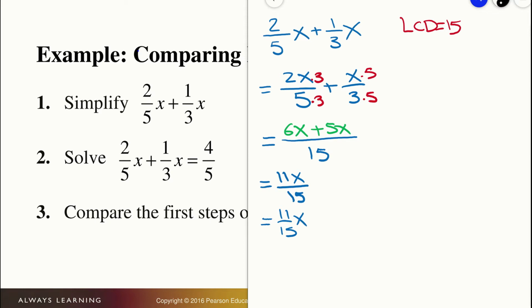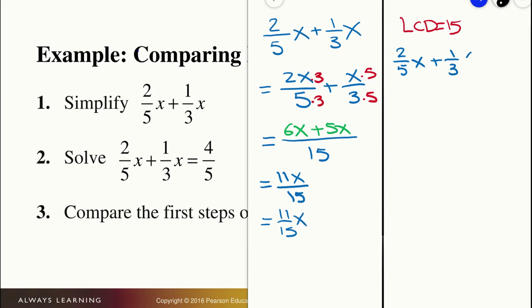Now, when it comes to this other problem where we're solving this equation, notice we are still going to find the LCD, but we'll use it differently. Let me separate the two problems. All right, so we have 2/5 x plus 1/3 x equals 4/5. Remember, we're going to find the LCD again, which we already have, because on the other side, we don't have any new number. It's just another 5.